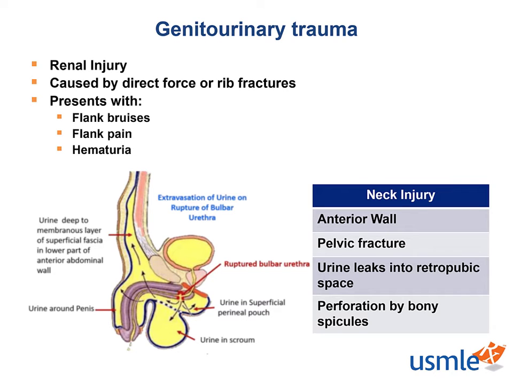Anterior wall or neck injuries typically occur after a pelvic fracture. Bony spicules lead to a bladder tear and an accumulation of urine in the retropubic space, which is outside of the peritoneal cavity, or extraperitoneal.